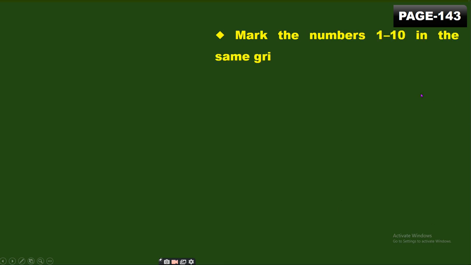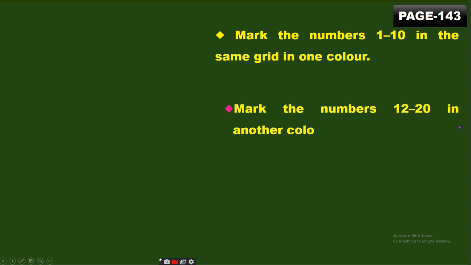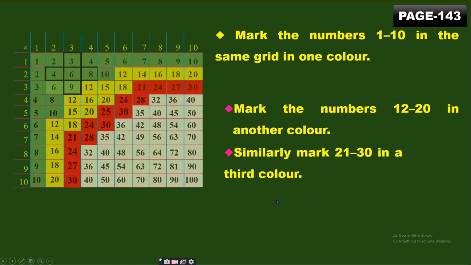Mark the numbers 1 to 10 in the same grid in one color, and mark the numbers 12 to 20 in another color, and similarly mark 21 to 30 in the third color, like this. Okay, 1 to 10 ko humne green kar liya, 12 to 20 ko humne kar liya yellow, and 21 to 30 ko humne kar liya red color.